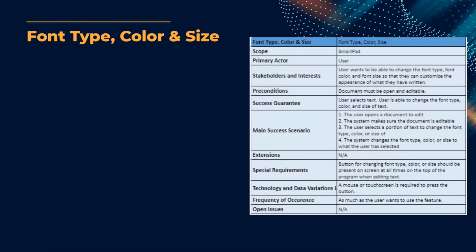Special requirements is the button for changing font type, color, or size should be present on screen at all times when editing text. And technology and data variations list is a mouse or touch screen is required to press the button, and frequency of occurrences again as often as the user wants to use the feature.